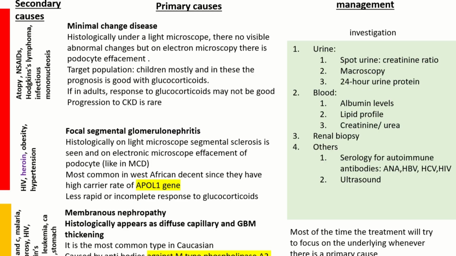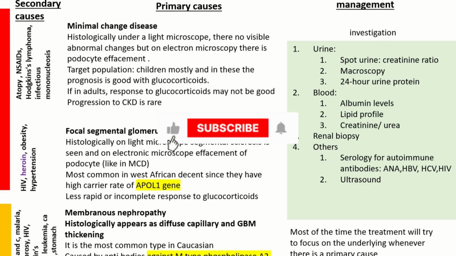But when we have secondary causes, they will cause a histological pattern that tends to resemble the ones in the primary category. So when you look at, for example, atopy, NSAIDs, or Hodgkin's lymphoma: somebody with Hodgkin's lymphoma is very capable of developing nephrotic syndrome, but when you do the histology, it will appear as minimal change, which is a primary disease of the kidney. So these secondary causes are going to cause a pattern of disease that looks like the primary cause.